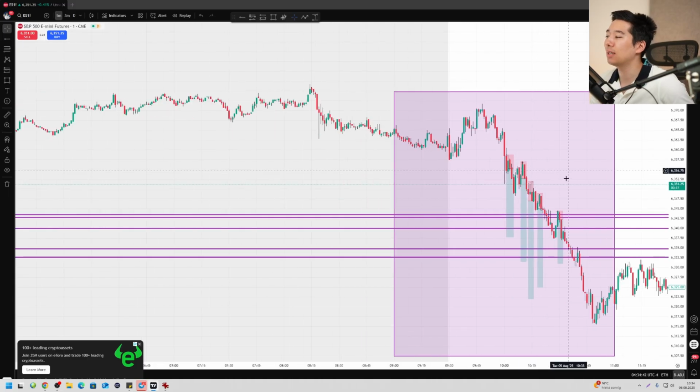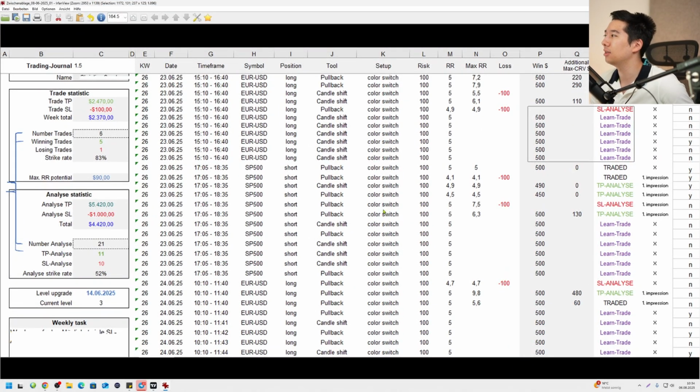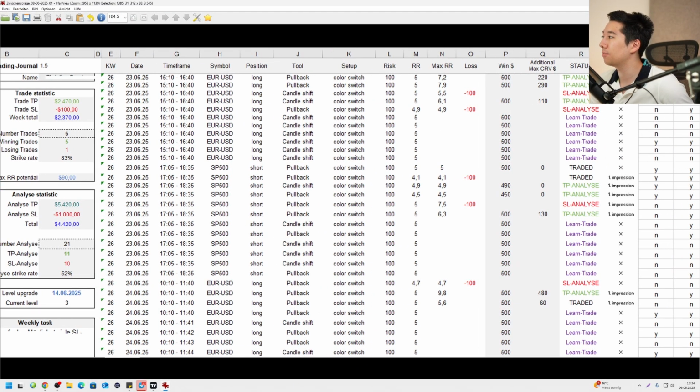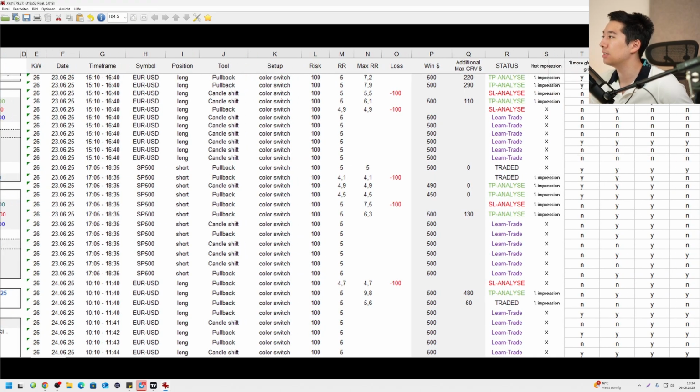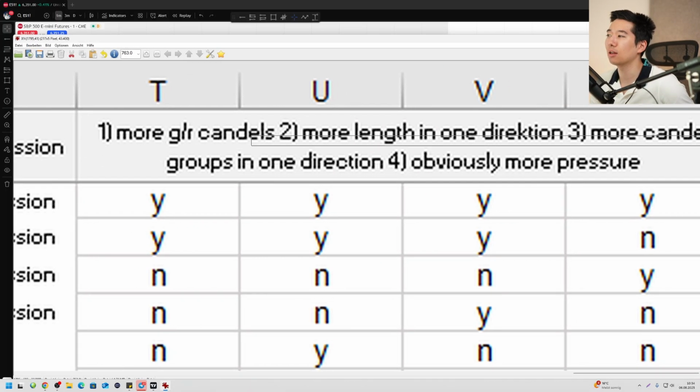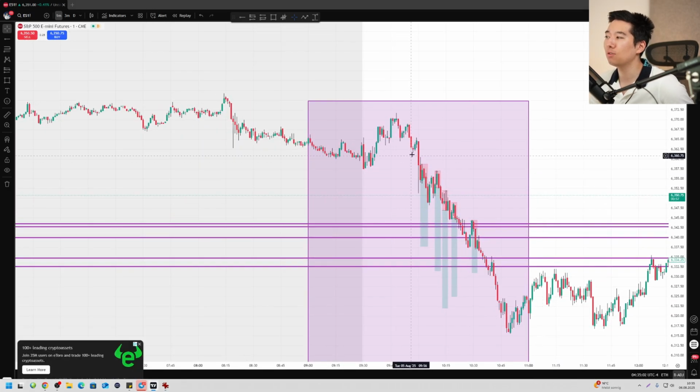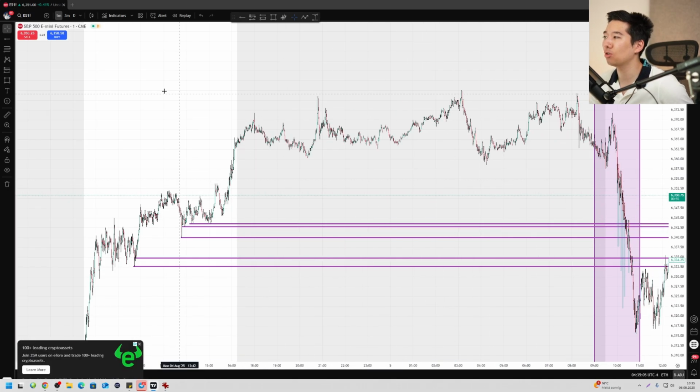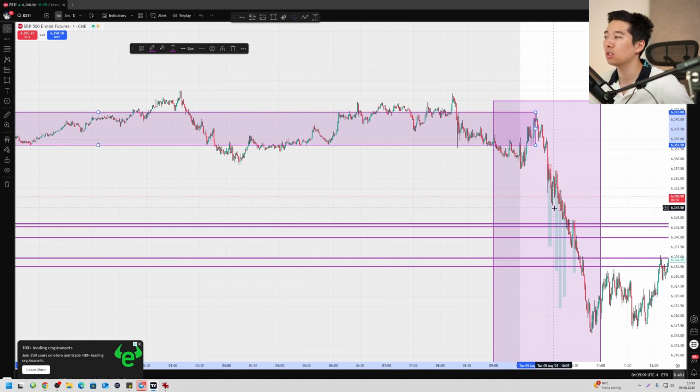And then once you understand it, you want to understand, for example, what I really like, and I'll show you this one here in the Excel sheet, is where do we find more green candles than red candles? Do you have more length in one direction? Do you have more candle groups in one direction? Or obvious market pressure? That means, for example, you see here when you make the chart small, most candles were up here. And you see how the market is pushing away.